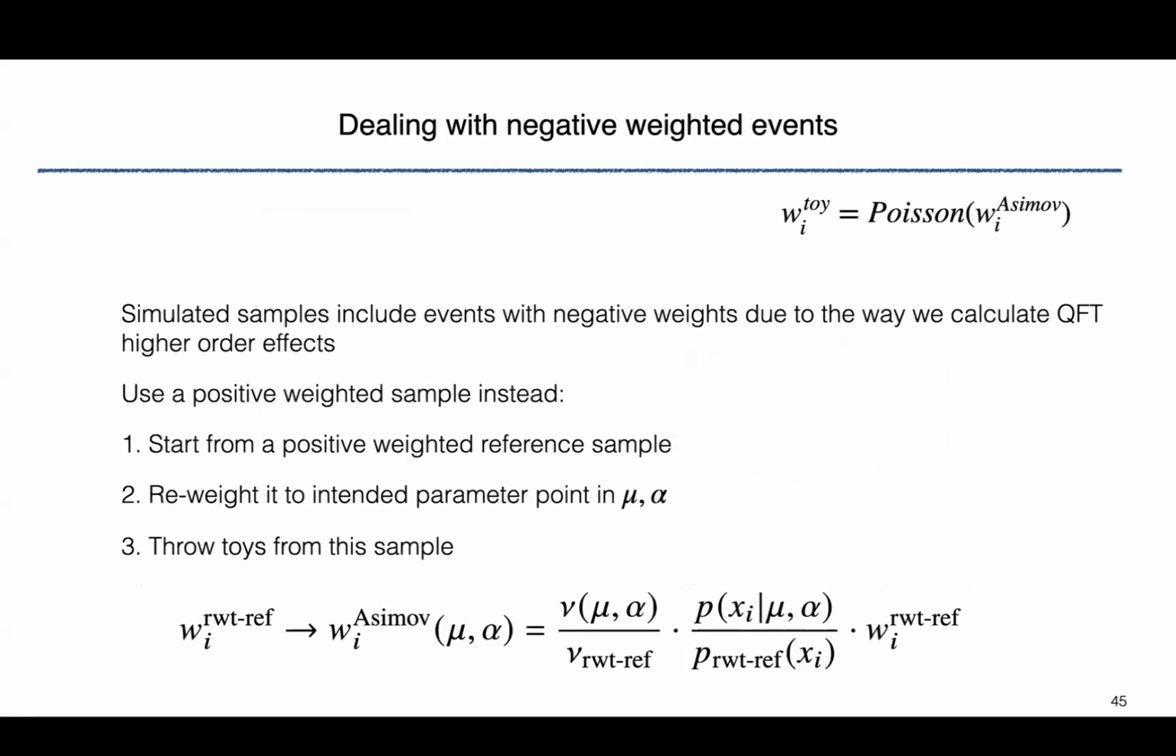One thing to keep in mind is, of course, you can have negative weighted events. The way quantum field theory calculations are computed, the higher order terms often contribute negative weighted events. So you can't calculate the Poisson of a negative. So you need to start with a positive weighted sample and reweight it to the right parameter point in the parameter of interest and the nuisance parameter. Since the network always produces positive weights, an event that originally has a positive weight remains positive. And then you can do the trick that I talked about in the previous slide.